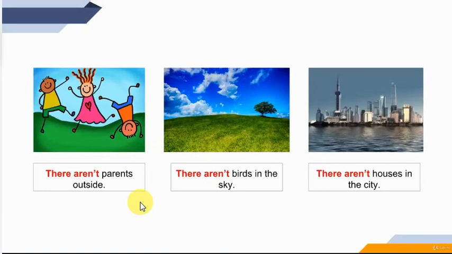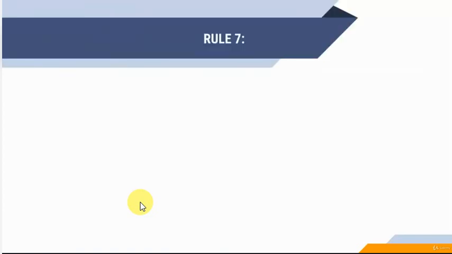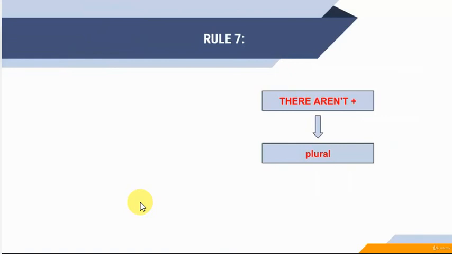There aren't parents outside, same logic. There aren't birds in the sky. There aren't houses in the city. There aren't is the negative form of there are, and it is used with plural nouns. The rule: there aren't plus plural. Good.